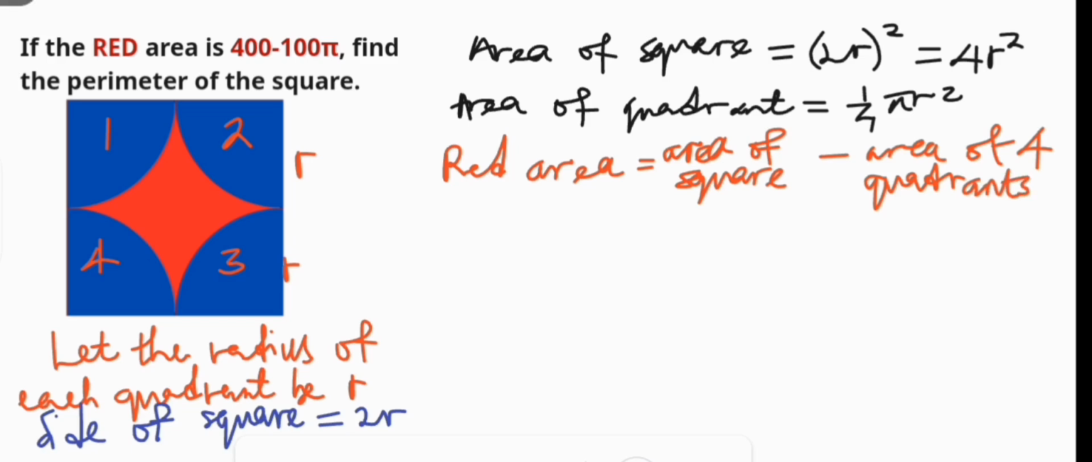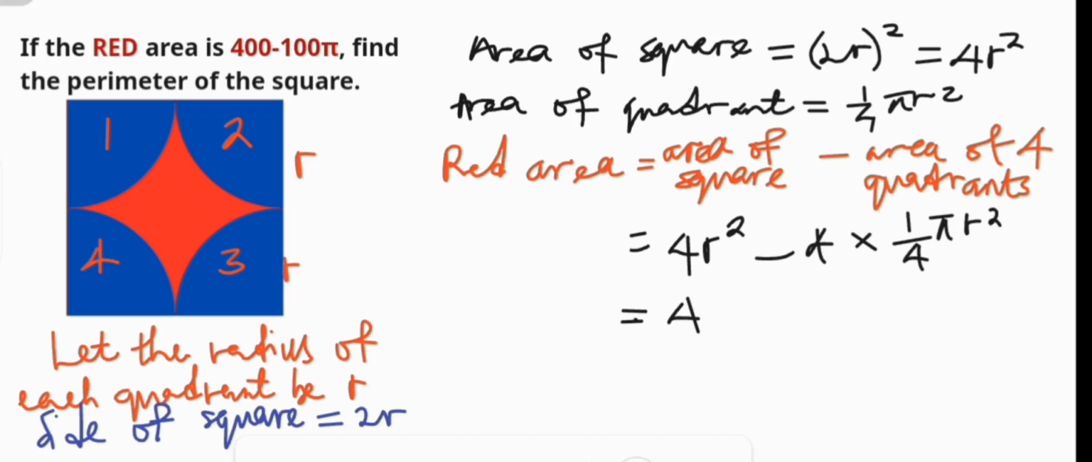This simply means that the red area will be 4r squared, the area of the square, minus 4 times the area of each quadrant, 1 over 4 of pi r squared. This simplifies to 4r squared minus pi r squared, as the 4 quadrants essentially means a circle, with the red area given as 400 minus 100 pi.